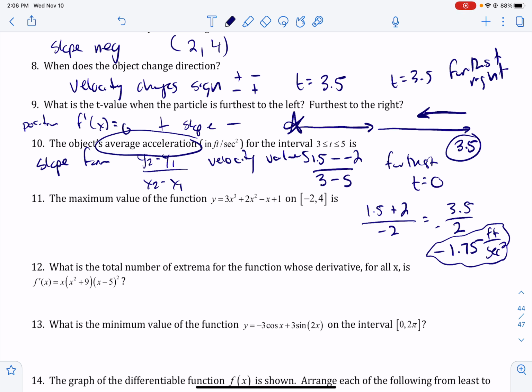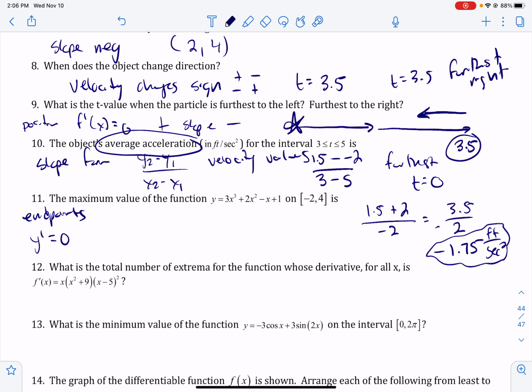It wants us to find the maximum value. It doesn't care where it happens. It just wants the maximum value. It wants the biggest y value we get. Well, I know that's going to happen in certain places. It's either going to happen at the endpoints, or it's going to happen when y prime equals 0.